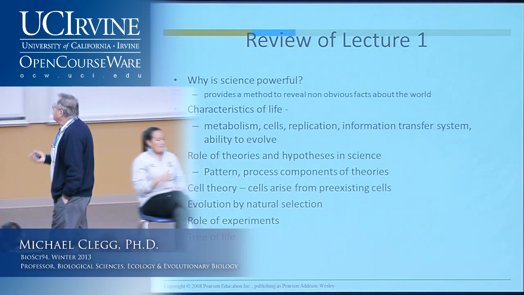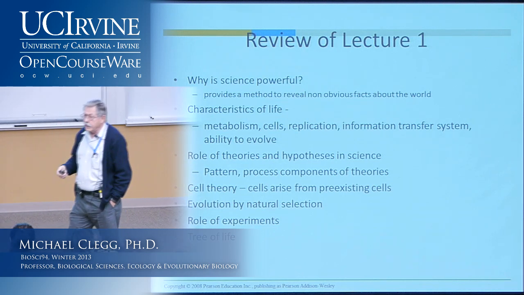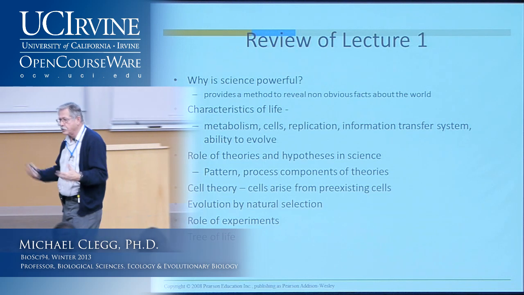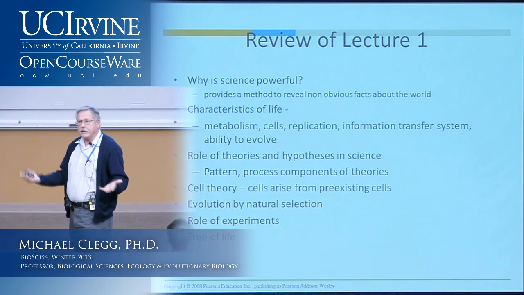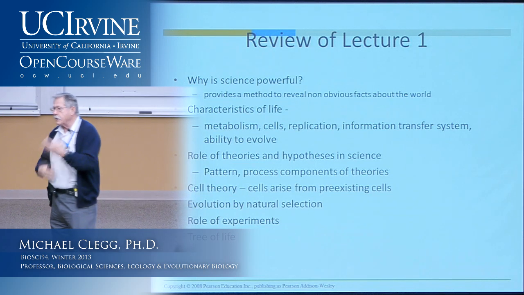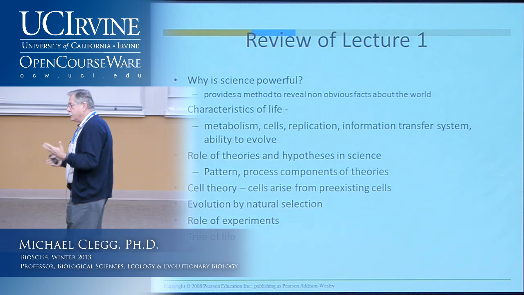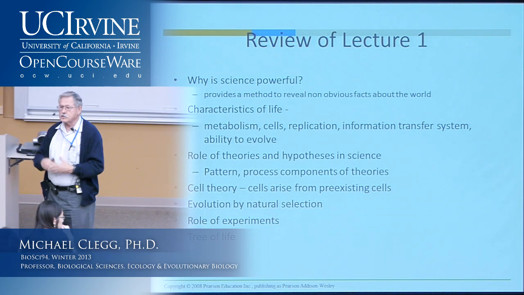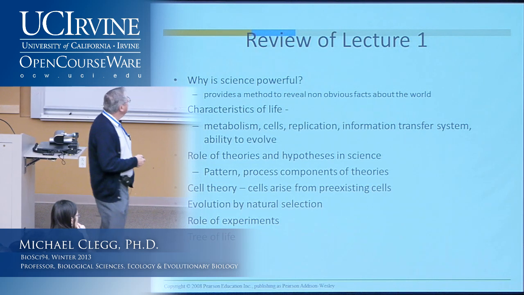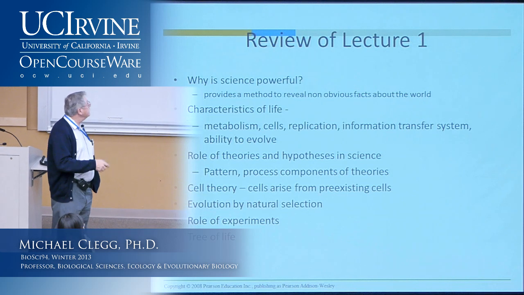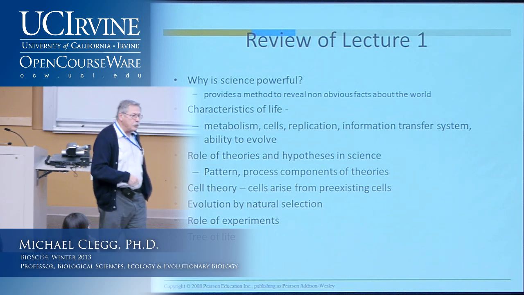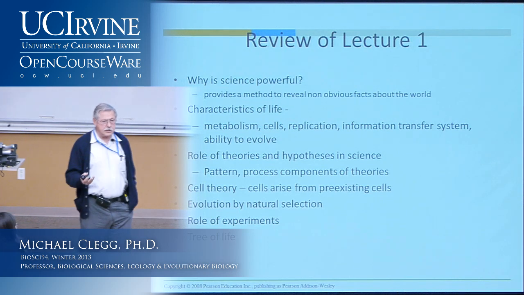Then we talked a bit about the role of theories and hypotheses in science, and we mentioned that in theories there are typically two elements. One is a pattern. A pattern might be, for example, that we observe that all organisms are made up of cells, and then a process that accounts for that pattern. In the cell theory, the process is that all cells derive from pre-existing cells through a process of reproduction. We talked about the cell theory, and then we began to talk about evolution by natural selection, and we'll take up that topic in greater depth in today's lecture.